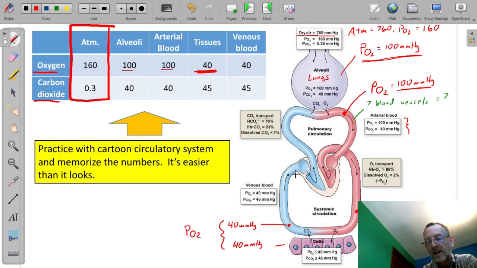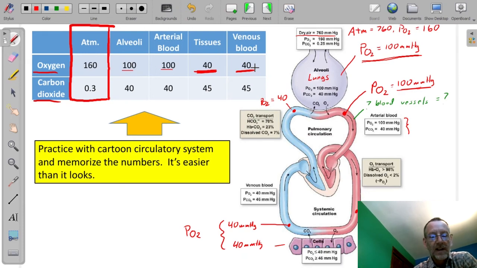It goes back through the right side of the heart, out through the pulmonary arteries, no capillaries, no change. So the partial pressure of oxygen is still about 40. Then it goes back to the lungs and picks up a fresh load and leaves at 100. So there is the venous blood. Make sure you can follow along and recreate that on your own.